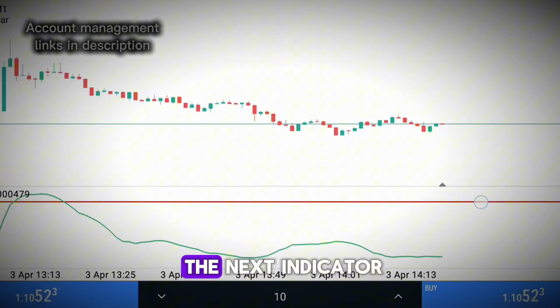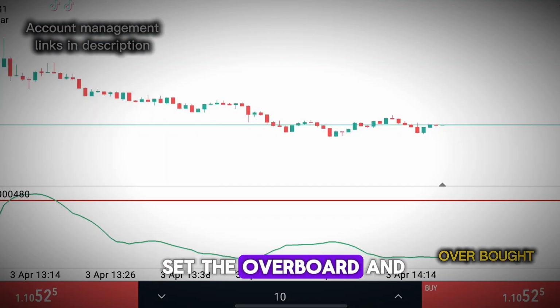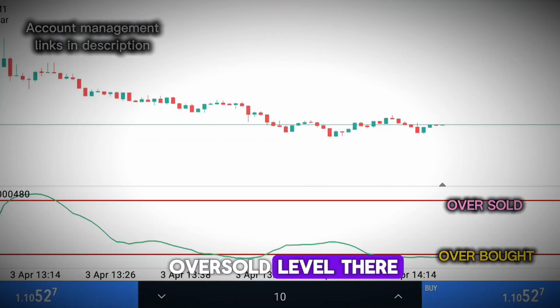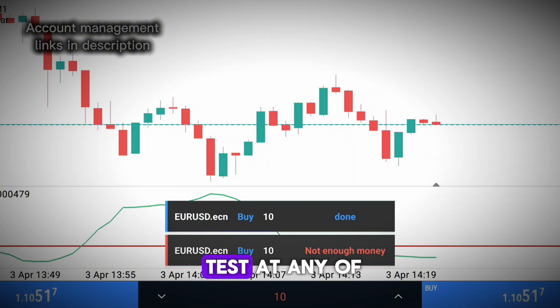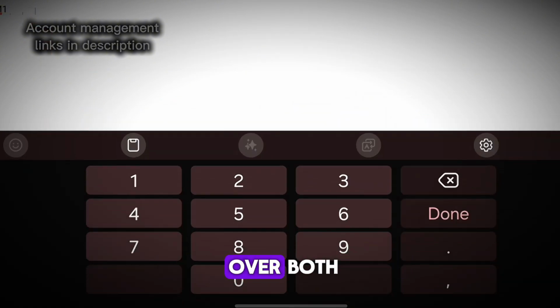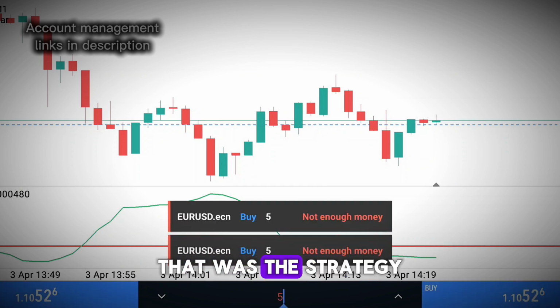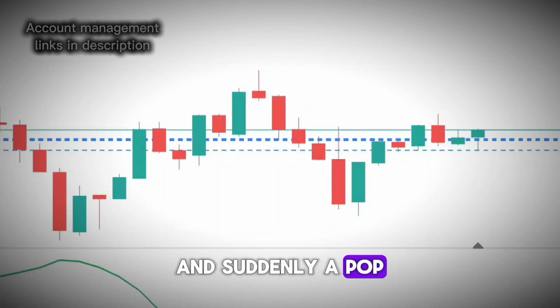I went to the next indicator, the last indicator, and this one I set the overbought and the oversold level there. So if price retests at any of those points, I buy. If it gets to the lowest point, overbought level, I buy. If it gets to the oversold level, I sell. That was the strategy. And suddenly the pop started happening.